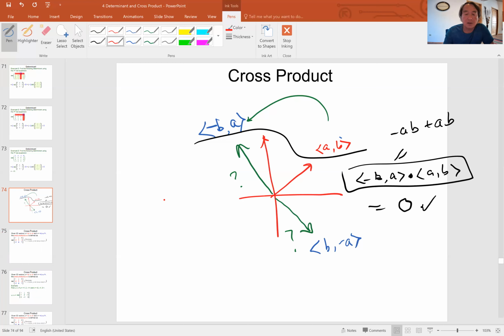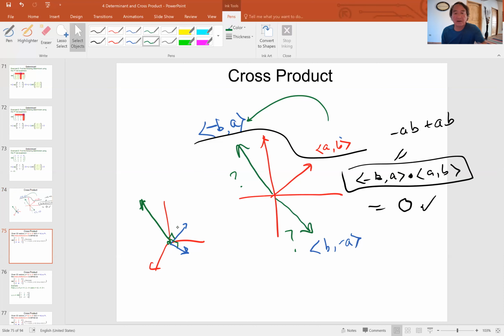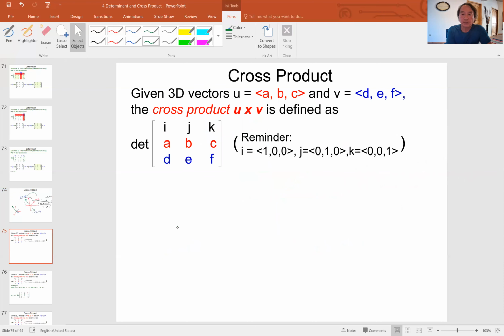What do I mean by that? In 3-dimensional space, I have two vectors, one pointing this way and one pointing that way, and I would like to find the vector that's perpendicular to both of them. That's the cross product. Given two vectors, their cross product is defined to be the determinant of this matrix.